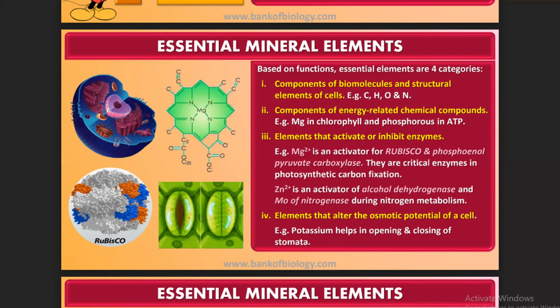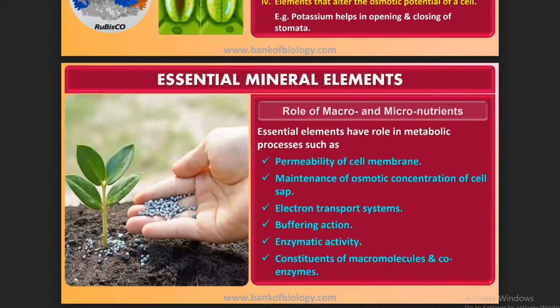Elements that alter the osmotic pressure of the cell, like potassium. They have to alter the osmotic pressure of the cell. Means it will be present in the cell membrane. It will go near the cell membrane and try to make holes in the cell membrane so that they can absorb some minerals. Okay, or they can allow some entry or exit of minerals. So example, potassium helps in opening and closing of stomata.